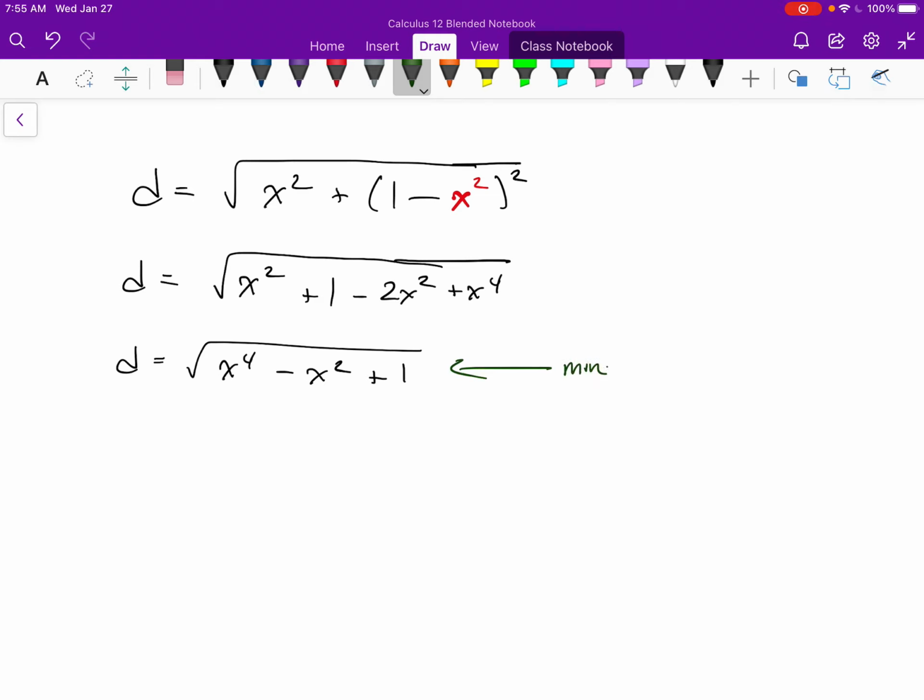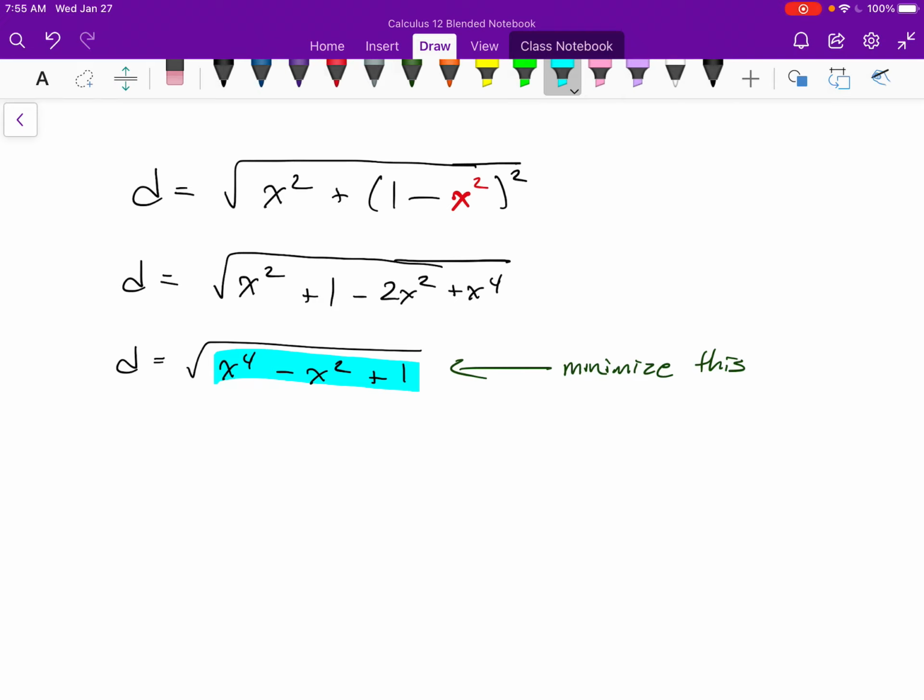However, I can make this easier. But this is the function, the distance. This is now distance as a function of x, and x can be any point on that curve. So I want to minimize this. However, keep in mind, if I want to minimize this radical function, really all I want to minimize is this polynomial function. The whole square root will be at its smallest when the fourth degree polynomial there is at its smallest.